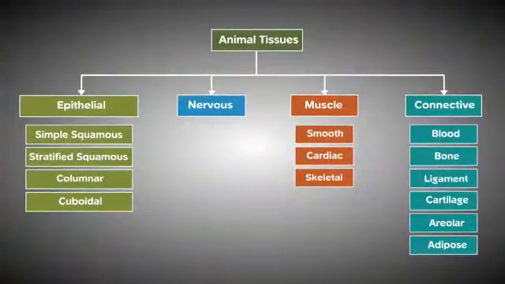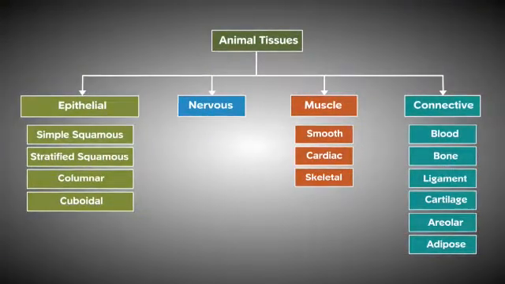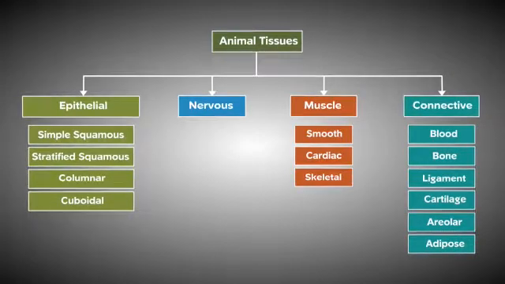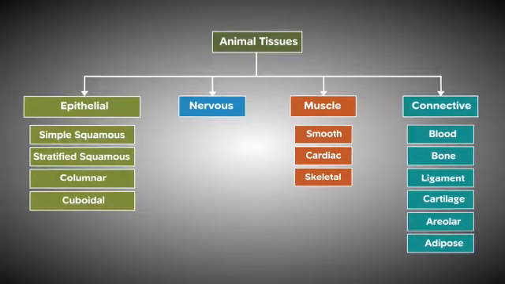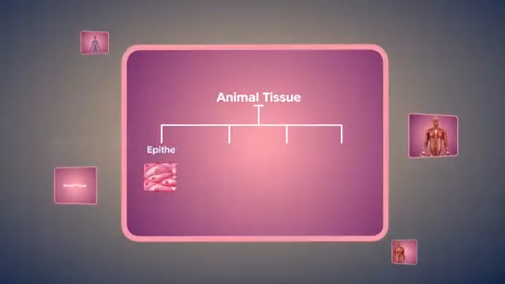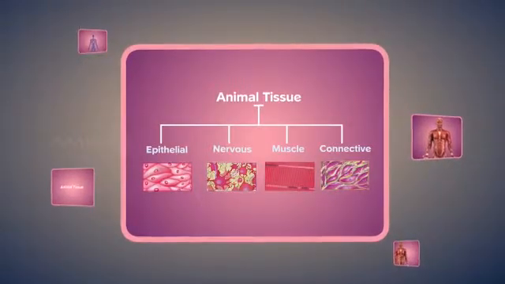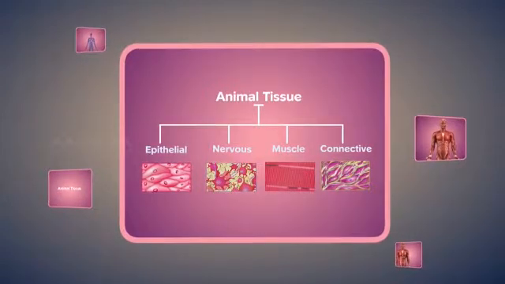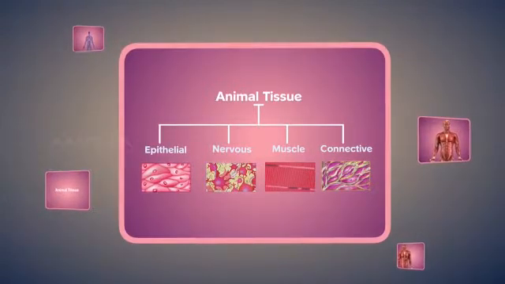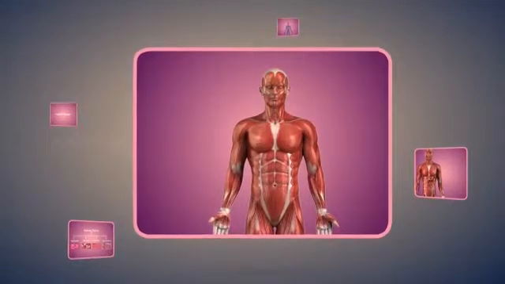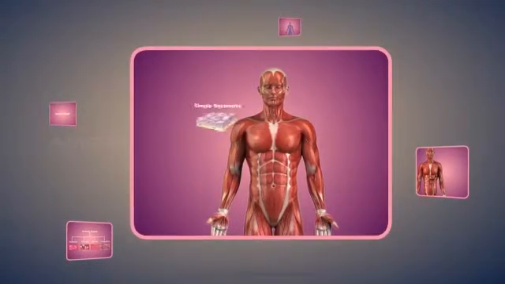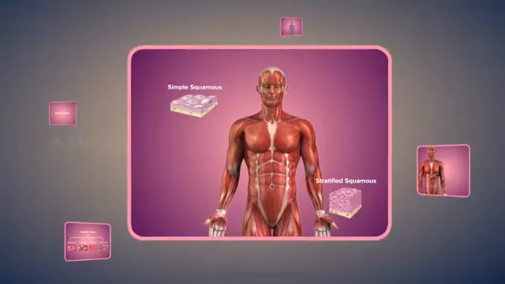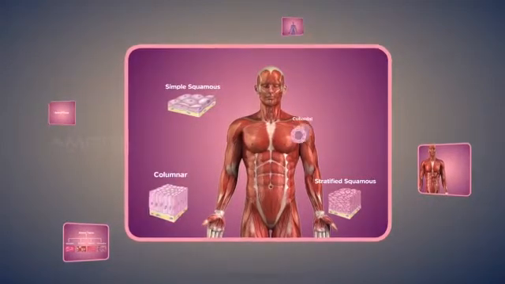In conclusion, we have seen and understood the types of animal tissues, their subclassifications, and their functions. Things to remember: animal tissues are grouped into epithelial, nervous, muscle, and connective tissues. Epithelial tissues are subdivided into simple squamous, stratified squamous, columnar, and cuboidal epithelium.